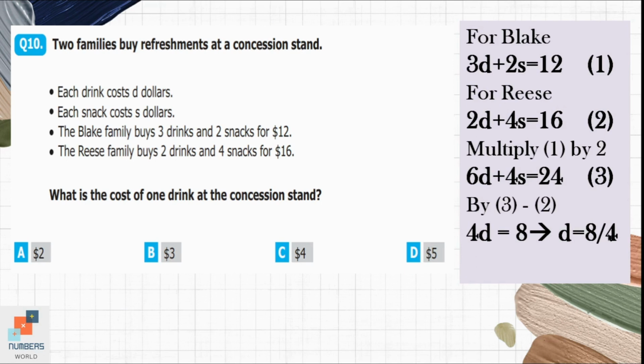So if we divide 8 by 4, the value of d is 2. It means the cost of each drink is $2. That is our option A.